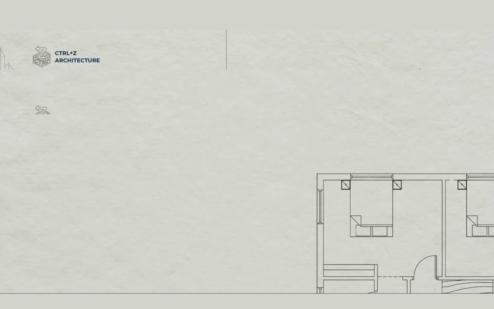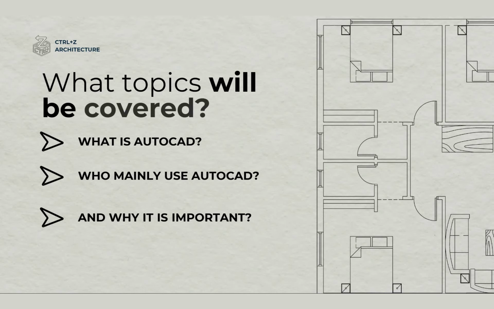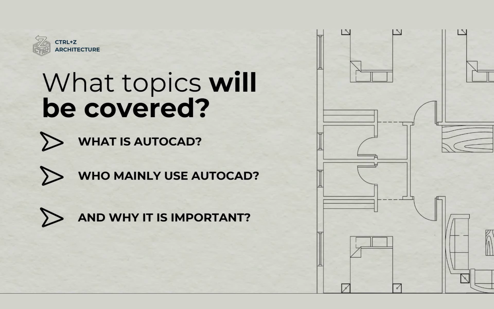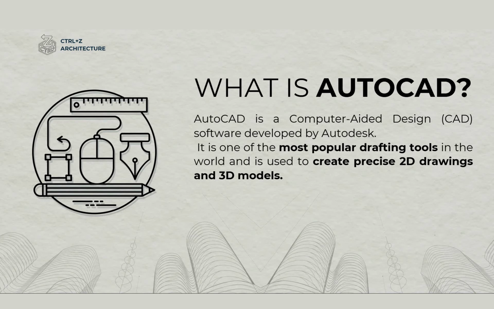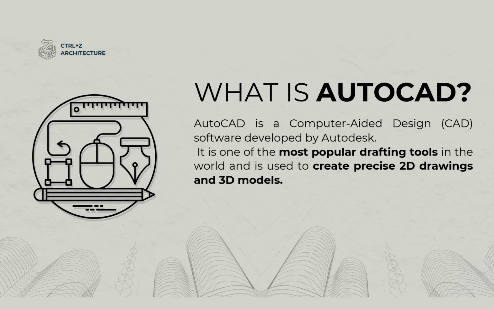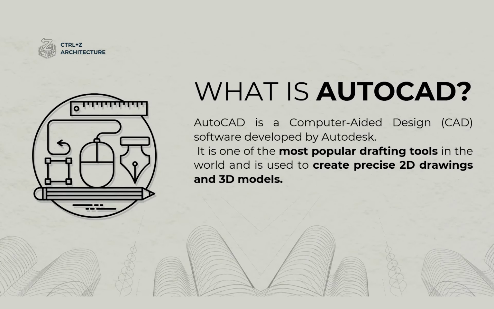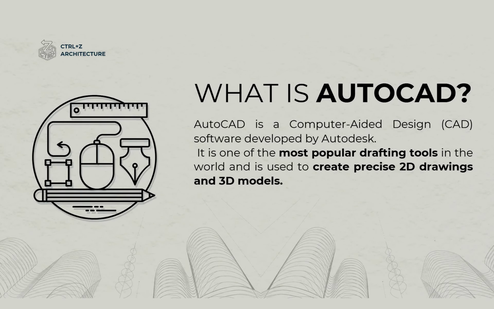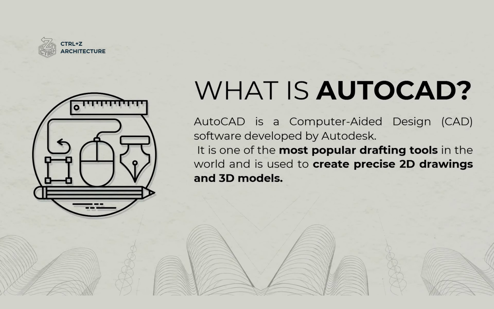In this first video of the course, you'll learn what AutoCAD is, why it's used, and the basic idea behind CAD. What is AutoCAD? AutoCAD is a computer-aided design software created by Autodesk. It's used to draw precise 2D plans and accurate 3D models. Think of AutoCAD as a digital drawing table. Everything you normally draw using pencil, ruler, and paper can now be done faster and more accurately on your computer.